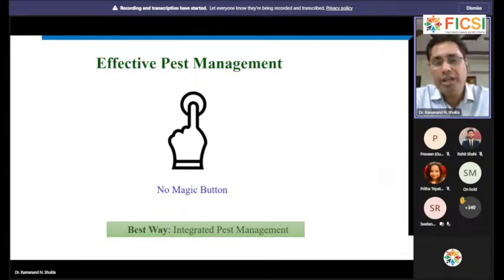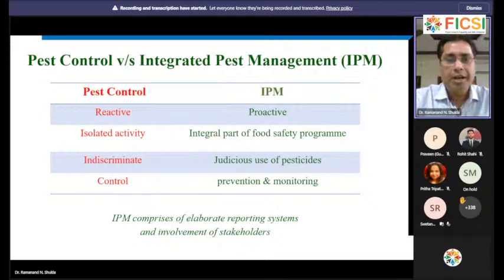That you have actually given a contract to a pest controller or pest control operator, and that the person or that company will take care of all your pest problems. That is not possible at all. You have to actually work in tandem to ensure that there is a proper integrated pest management program that is integrated with your food safety program. So let me give you a difference between pest control and integrated pest management.